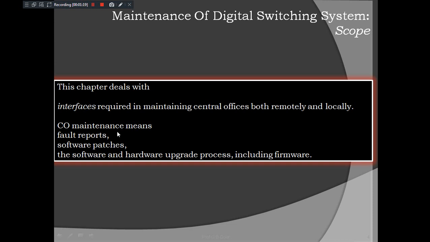Interfaces are required for CO maintenance, like fault reports. Fault reports are the reports which include data related to when a particular digital switching device or switch was repaired, on which date it was repaired, how many times it was repaired, what the fault was, how it was isolated, when it was isolated, and how much time it took to recover or self-diagnose. All those details come under fault reports.